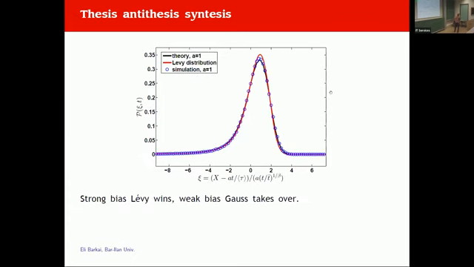On the other hand, when I make the bias stronger, I converge to this Levy density. The Levy process is winning. I mean, the fractional part is more important than the diffusion part of the equation. So strong bias, Levy wins; weak bias, Gauss takes over. And you cannot say that one of them is more important than the other.